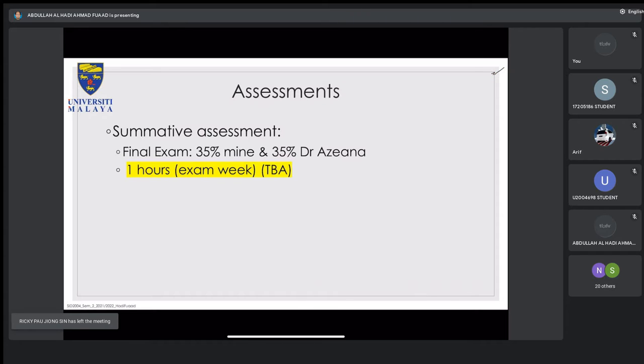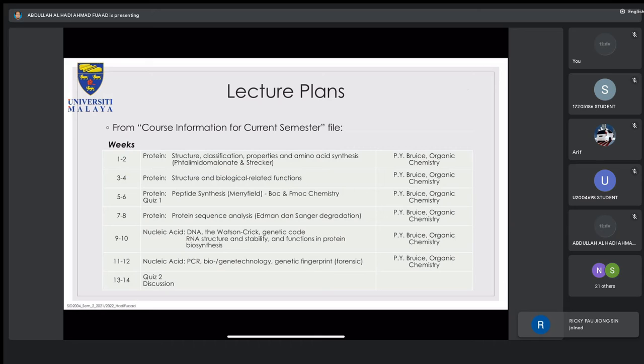In terms of the final exam, I just noticed that Dr. Aziana also planned to do a final exam. So towards the end, I might combine with Dr. Aziana for the final exam. Instead of having two final exams for this course, we're going to have only one. That's why I put TBA there. I just found out about this, so I'm going to discuss it further with Dr. Aziana. Okay, that one is just the lecture plan.